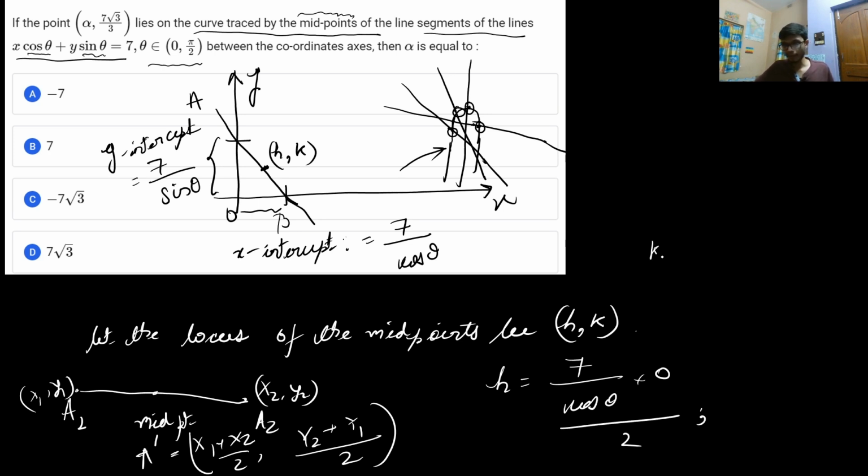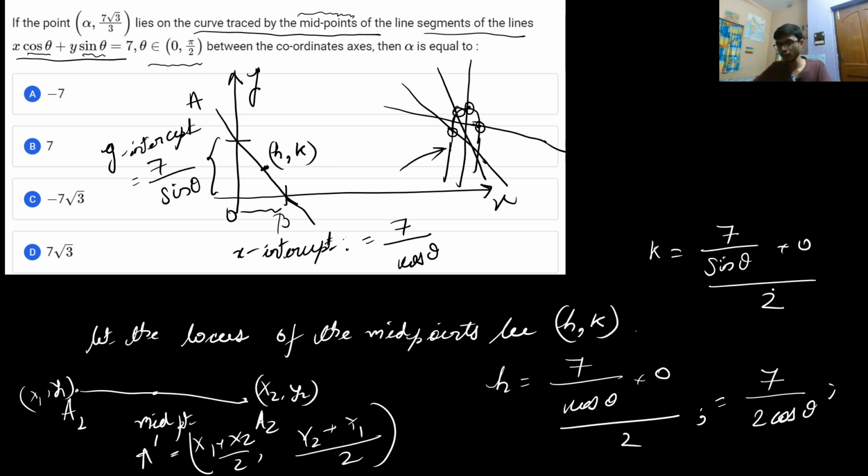Okay, and similarly, if I have to look for the value of k, this will be basically equal to 7 by 2 sin theta plus 0 by 2. So from here, you get the value of h as 7 by 2 cos theta. And similarly, you get the value of k as 7 by 2 sin theta. Now, what do you need to eliminate in order to get to the equation of the curve? You need to eliminate h and k from this particular equation.